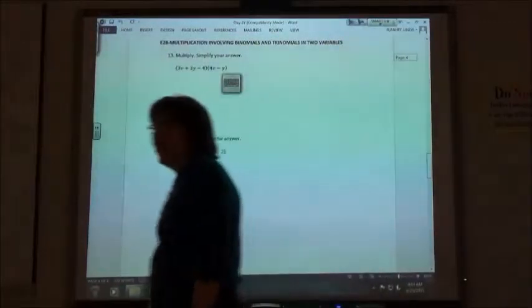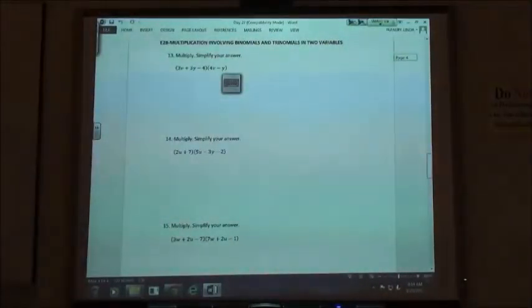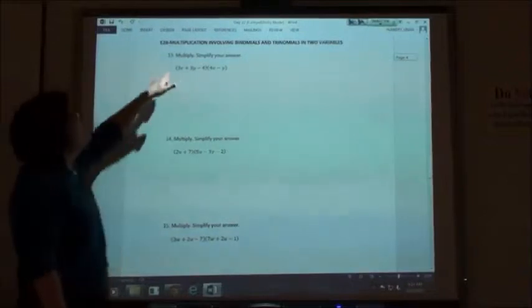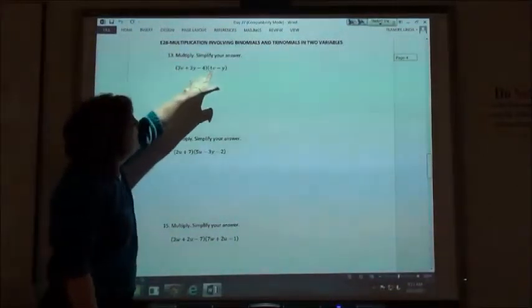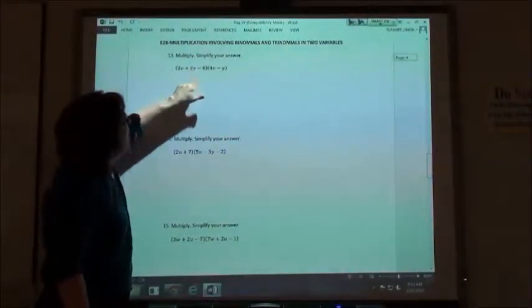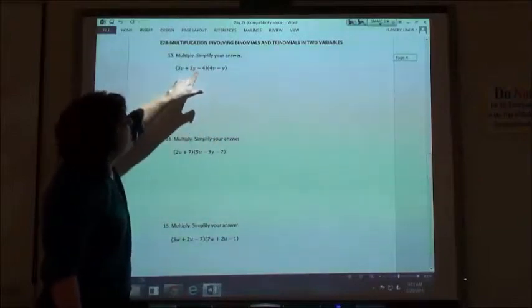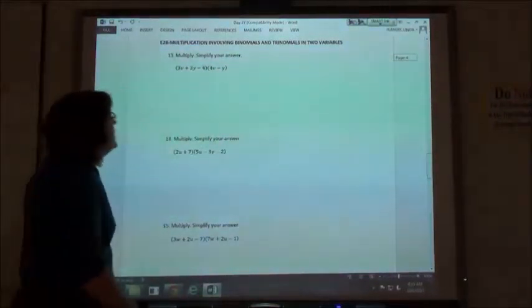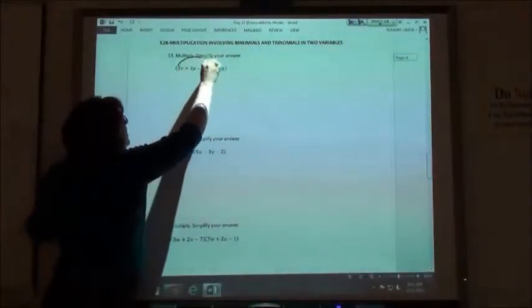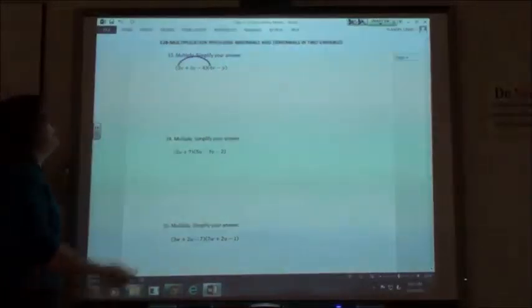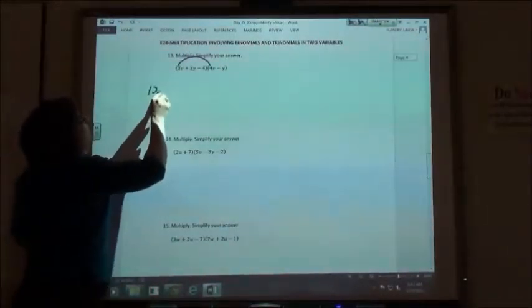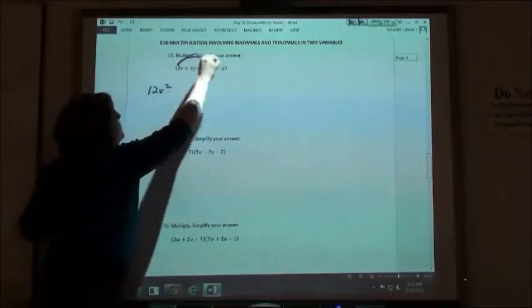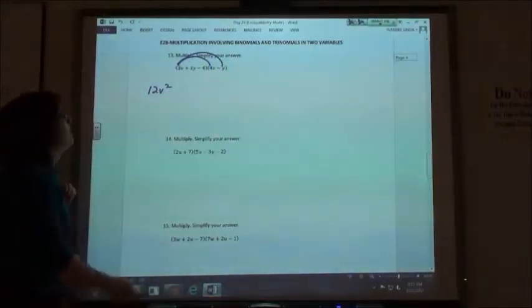Just multiplying things that are a little bit longer. The principle is really still the same. You're going to take the 3v times each of those, the y times each of those, and the -4 times each of those. So 3v times 4v would be 12v squared.